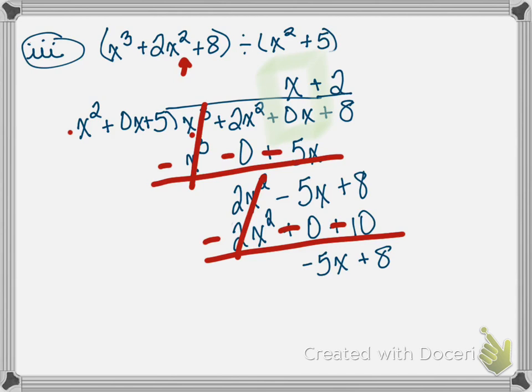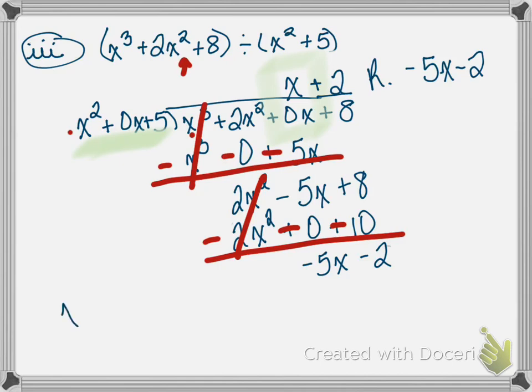Whoops, I made a mistake. I was looking at all the zeros. So I have negative 5x, and then I have plus 8 minus 10. So that is going to leave me with negative 2. So I have negative 5x minus 2, and that is my remainder. And I know that you probably want to stop there, but we can't. We've got to put that remainder over what we are dividing by.